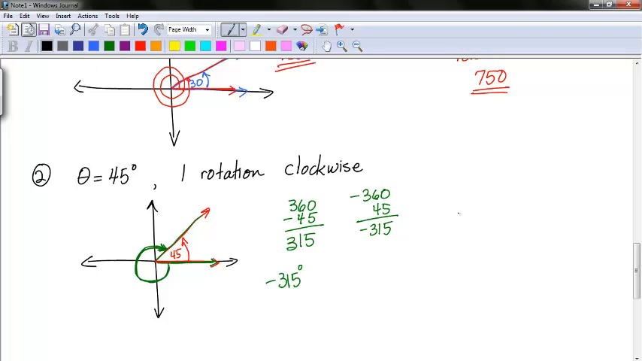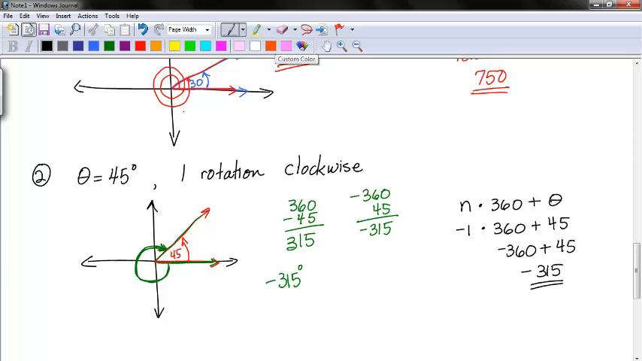Now let's do it by the formula. n times 360 plus theta. Our n, since we're going down, is negative 1, times 360, plus 45. You get the same answer whether you do it by the picture or by the formula. You should end up with negative 315 degrees. Any questions on that one?